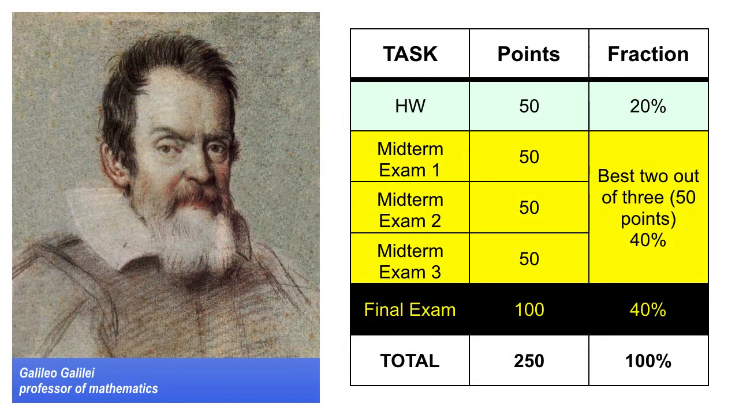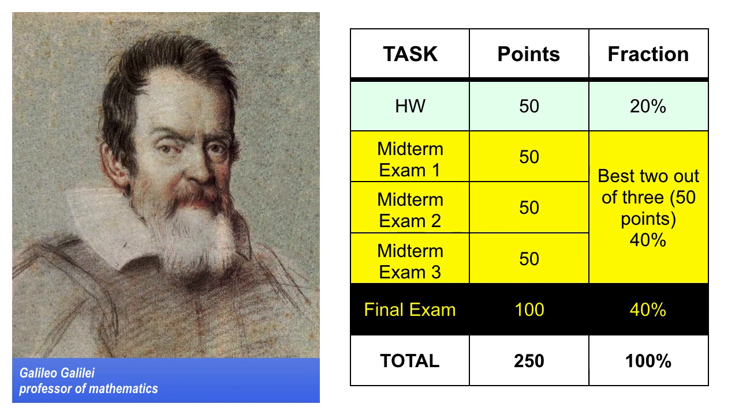Here are the things that we will do for points during the semester. We have homework, and we're going to have a ton of homework, and I'll scale that down to 50 points so that whatever your percentage is in homework performance, which should be pretty high, you'll get that percent of 50 points. And that's 20% of your grade.